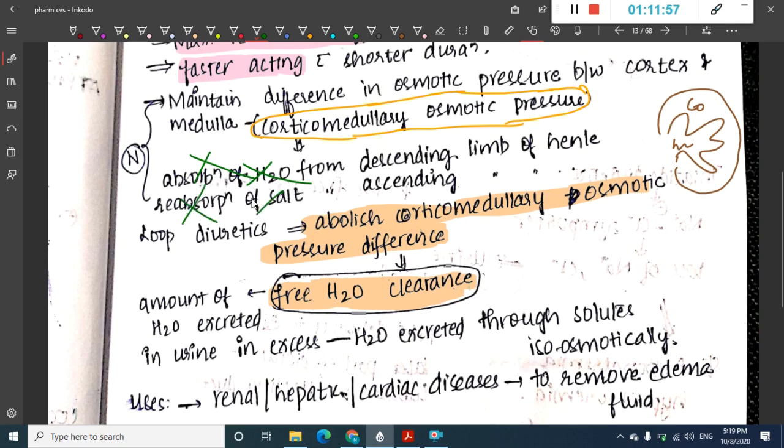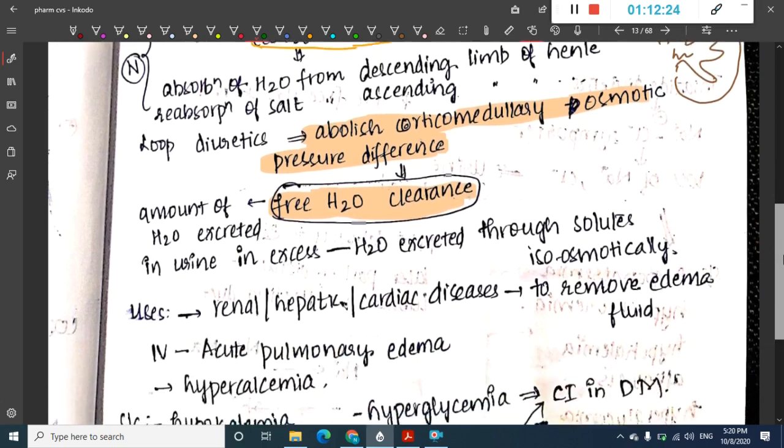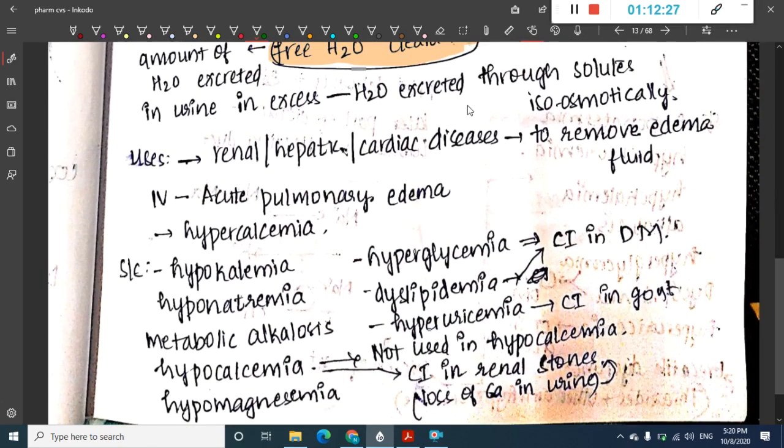Similarly, there is no reabsorption of salt from the ascending limb of loop of Henle. Because there is no absorption of water and reabsorption of salt from the loop of Henle, the water is excreted in the urine directly. So this water which is excreted in the urine directly through solutes, that is isoosmotically, is called free water clearance.